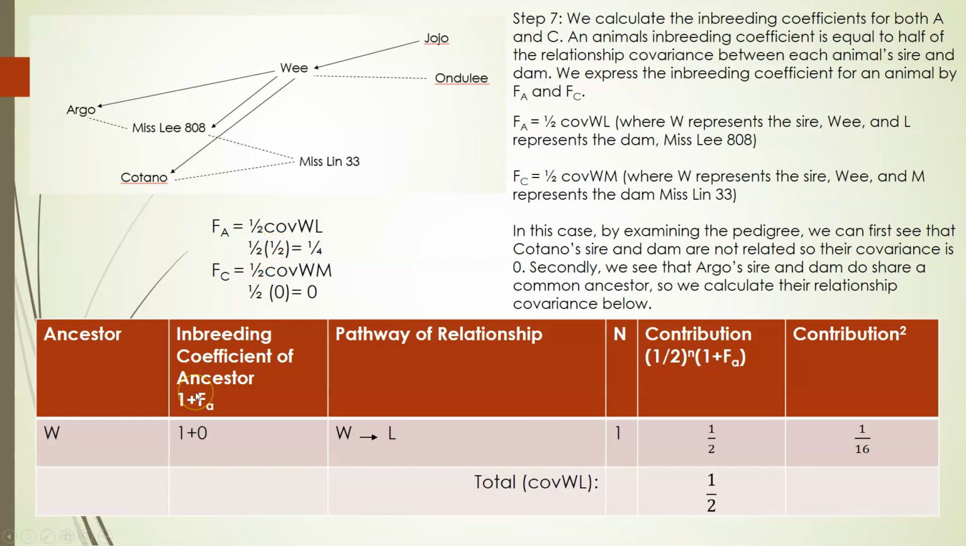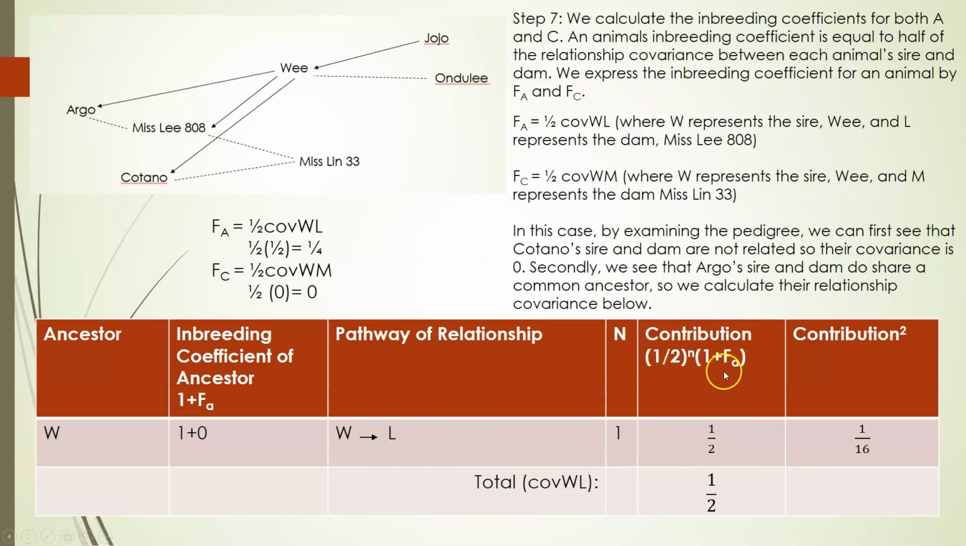We know that if we're looking at the relationship between W and L, W is L's sire. So we list the ancestor, W, over here. We know that inbreeding for W is 0, right? So 1 plus 0. The pathway of relationship is pretty simple, right? So W is the sire of L. In this case, it's just one line because it's a parent and offspring relationship. So moving over here to N, the number is simply 1.